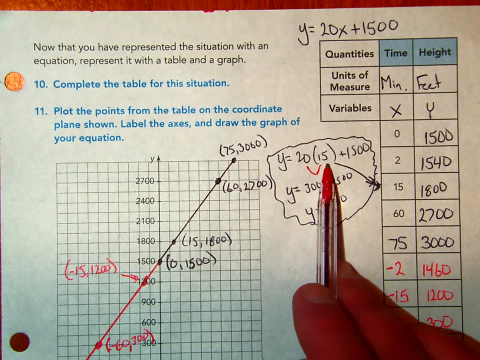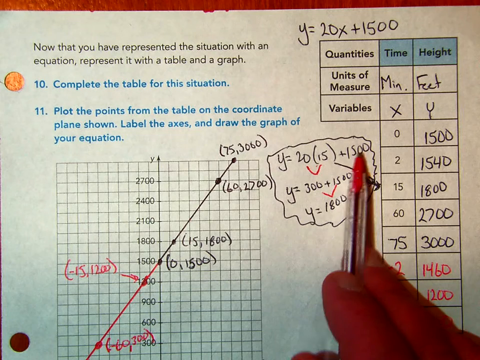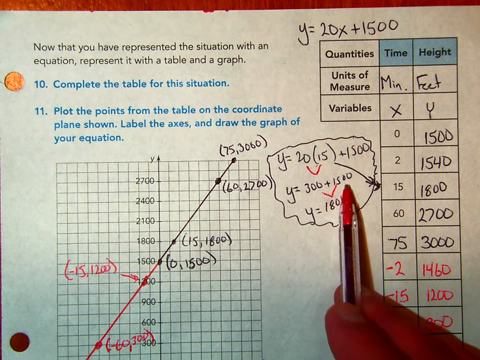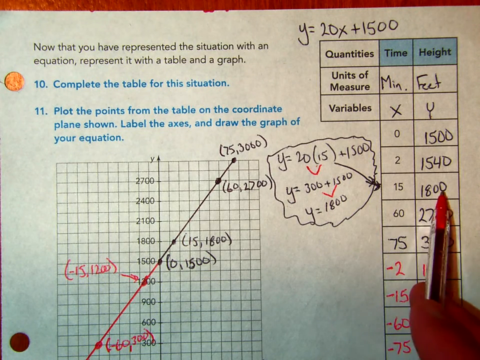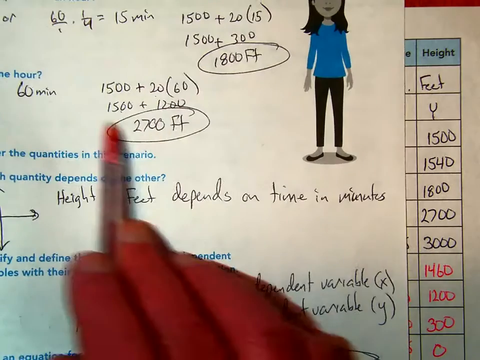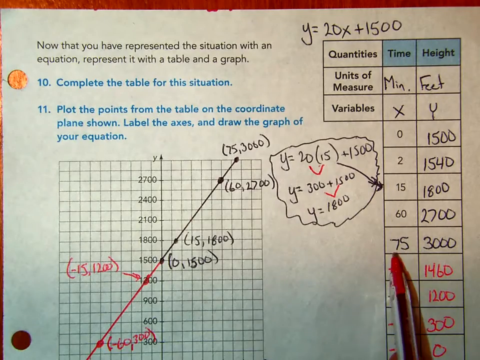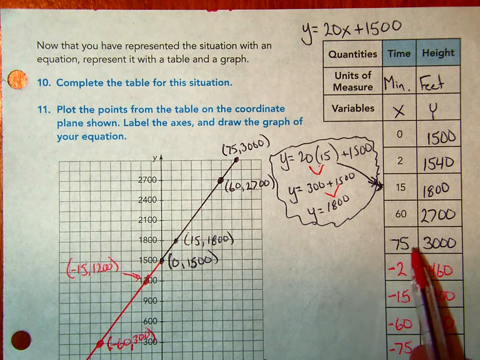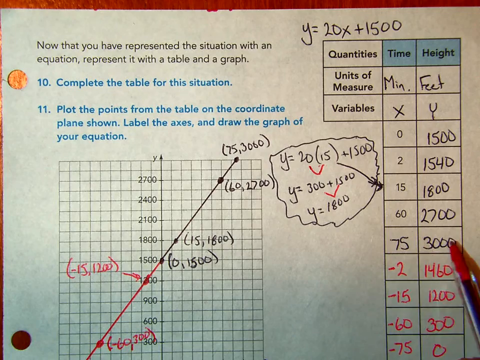Y equals 20 times 15 plus 1,500. Y equals 300 plus 1,500. Y equals 1,800. So they were at 1,800 feet. At an hour, and again, we had that one as well, in 1 hour, they were at 2,700 feet. And at 75 minutes, these ones I get to choose. I chose 75 minutes because that was another one we knew. That 75 minutes after we arrived, they reached the peak. So they're at 3,000 feet.